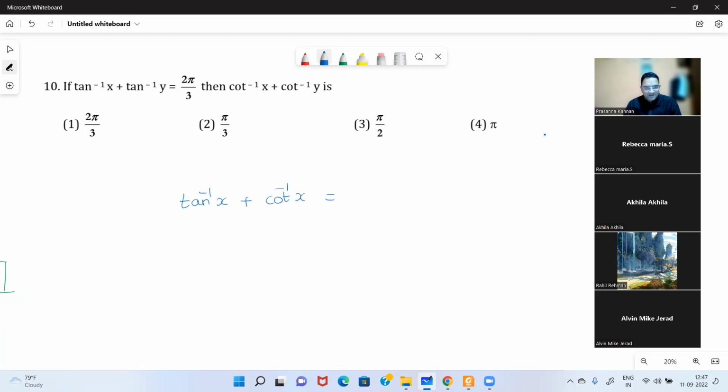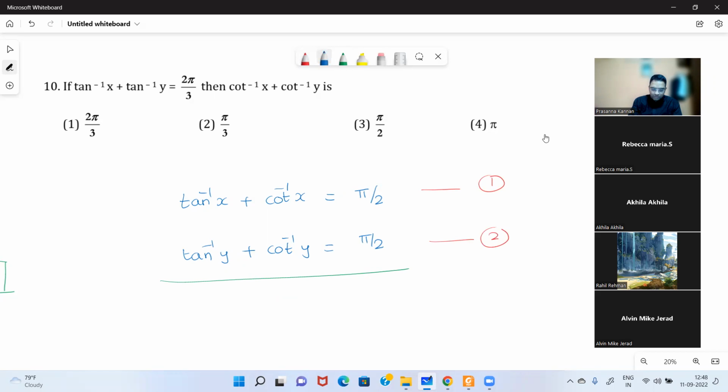What is tan inverse of x plus cot inverse of x? We have seen that this value is equal to pi by 2. Similarly, what is tan inverse of y plus cot inverse of y? That will also be pi by 2. So now I'm going to add these two equations together. Let's say this is equation 1, this is equation 2.